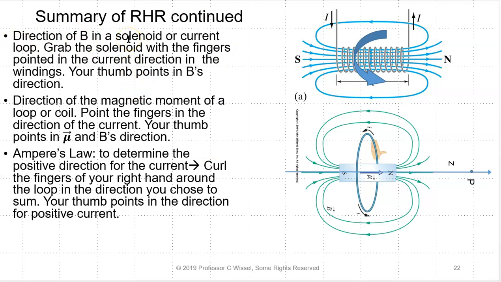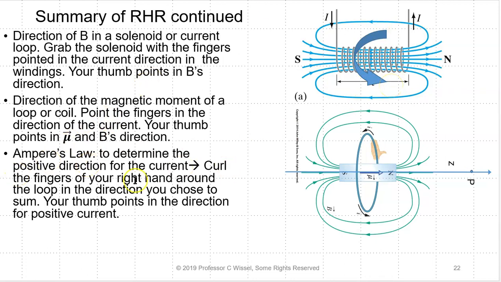The direction of the magnetic field in a solenoid or current loop: you grab the solenoid with the fingers pointed in the current direction in the windings. In other words, your thumb is going to be pointing to the right here. So that will be the magnetic field's direction. Now, it's pretty much the same right-hand rule for the magnetic moment of the loop or coil, because the magnetic moment of the loop or coil is in the same direction as the magnetic field generated by the loop or coil. So you point the fingers in the direction of the current around the loop or coil. Your thumb points in mu's direction, also B's direction.